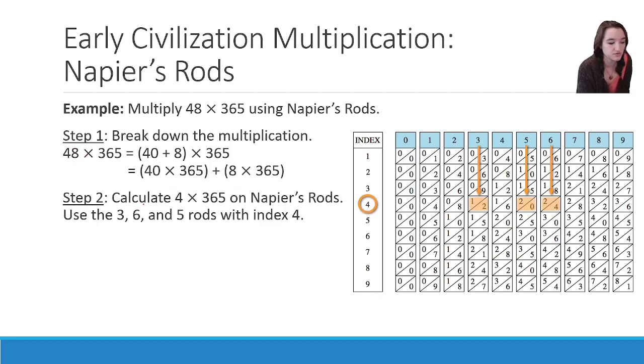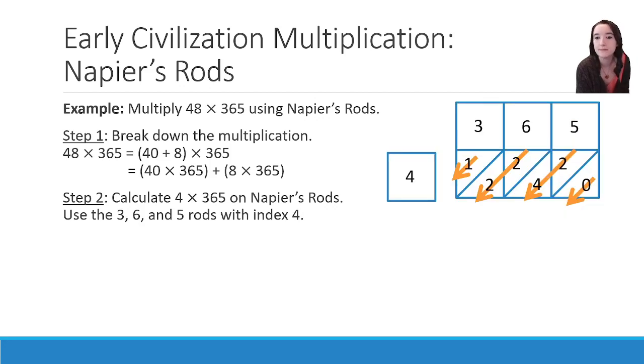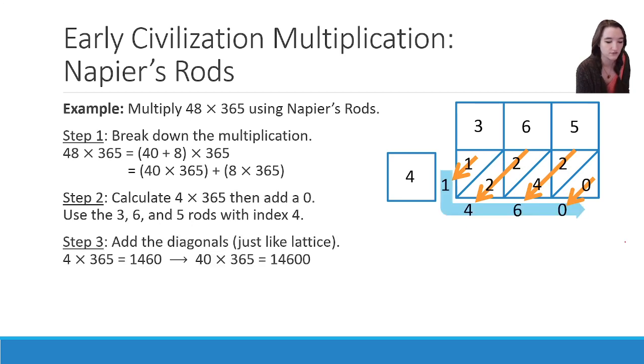So now, step 2 is we calculate 4 times 365 on Napier's rods by looking in the 4 row and finding the 3, the 6, and the 5 columns. So we know 4 times 3 is 12, 4 times 5 is 20, 4 times 6 is 24. So now we just do a mini lattice here, and we do the addition just like we did with lattice multiplication. So in this case, reordering it so it's 3, 6, and 5 in the proper order, I get 0 in the first diagonal, 6 in the second diagonal, 4 in the third diagonal, and 1 in the final diagonal.